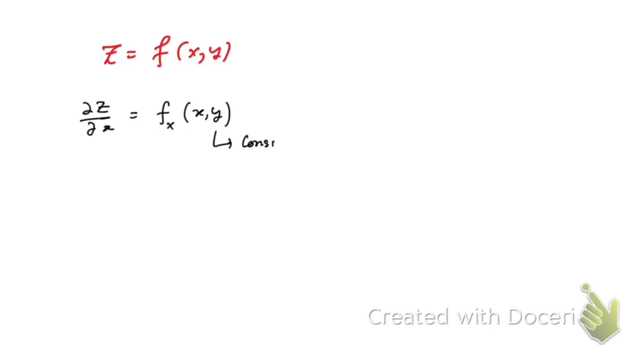We have a function of two variables. Z is a function of, suppose, two variables x and y. Suppose you are asked to differentiate z partially with respect to x, then let the derivative be f of x, and here we're going to consider y as a constant.